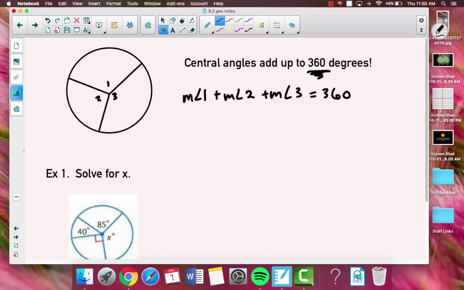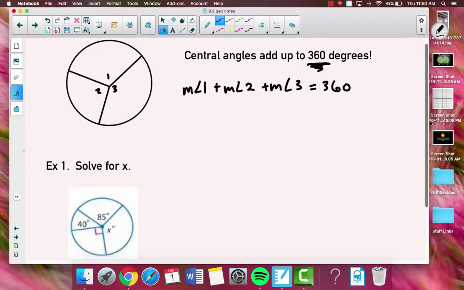So we've done problems similar to this when we were working with triangles, how the angles in a triangle added up to 180. Now we're doing something similar. We're just going to be adding angles to add up to 360 since we're dealing with circles. Right? So here's our first example using this concept.